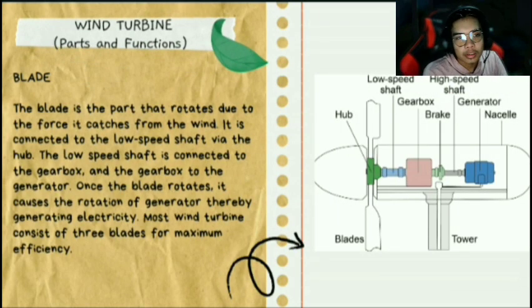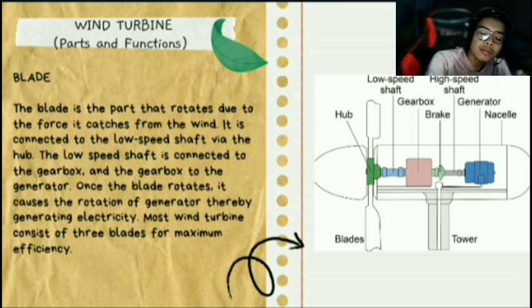Blade. The blade is the part that rotates due to the force it catches from the wind. It is connected to the low speed shaft by the hub. The low speed shaft is connected to the gearbox and the gearbox to the generator. Once the blade rotates, it causes the rotation of the generator, thereby generating electricity. Most wind turbines consist of 3 blades for maximum efficiency.